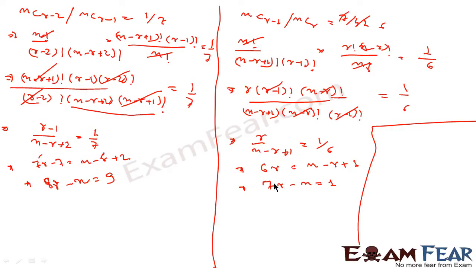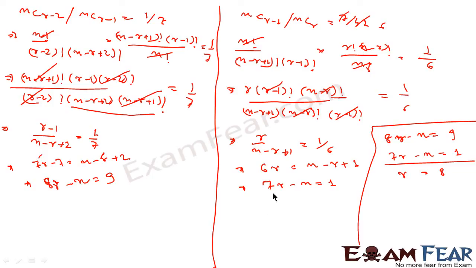So I can write this equation in this form. The first equation, 8r minus n is equal to 9, and this is 7r minus n is equal to 1. So let me subtract this. So what I get is r is equal to 8.